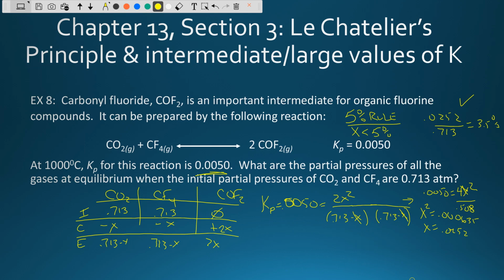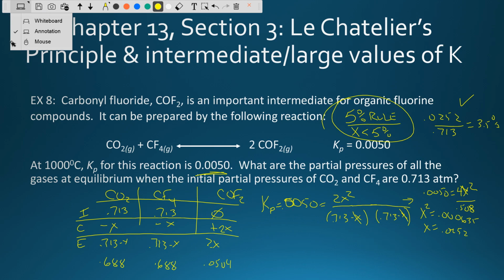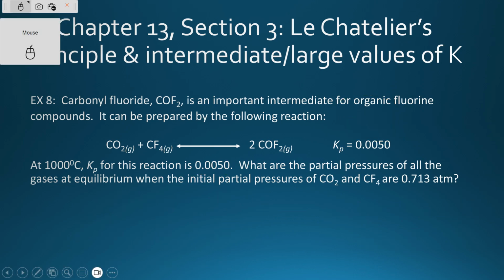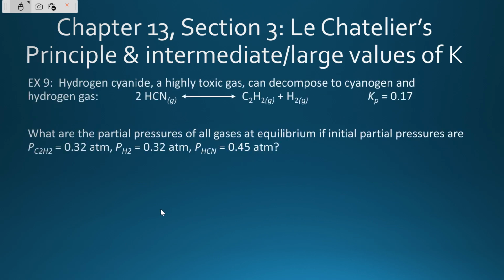So I simply do my math. I say 0.713 minus the 0.0252. I get 0.688, and then 2x ended up being 0.0504. That's if I could cancel it out, but I had to put it to the 5% rule test. Now you see what we're building toward. If we have intermediate or large values of K, we just don't know until we put it to the test. I haven't shown you that trick yet.